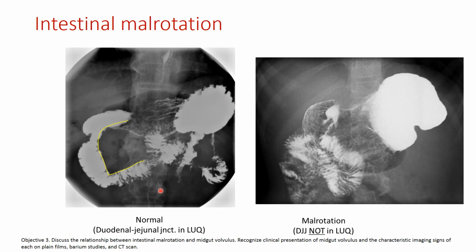Now, when the bowel in development does not completely go through its entire 270-degree rotation, we can get something called a malrotation. In the malrotation, the duodenal jejunal junction is not up in the left upper quadrant behind and above the most inferior portion of the stomach, but somewhere down here. It's well to the right of the midline, and it just kind of continues on down this way. This is a malrotation.